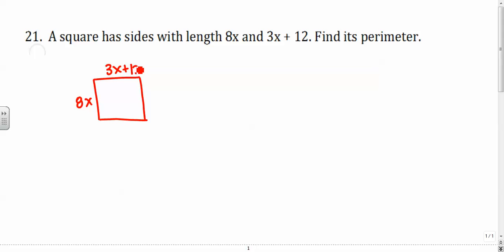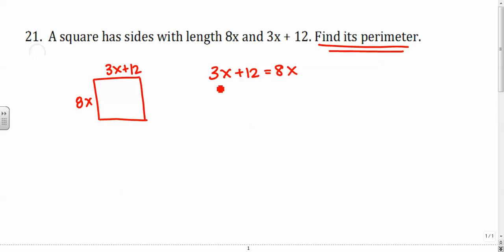This isn't a problem where I can add all these together because I don't have a total, and that's what our goal is, to find the perimeter or the total. I don't know that yet, so I can't just add stuff together. But because it's a square and those two sides are equal, I can write an equation showing that those two sides are equal. So 3x plus 12 equals 8x.